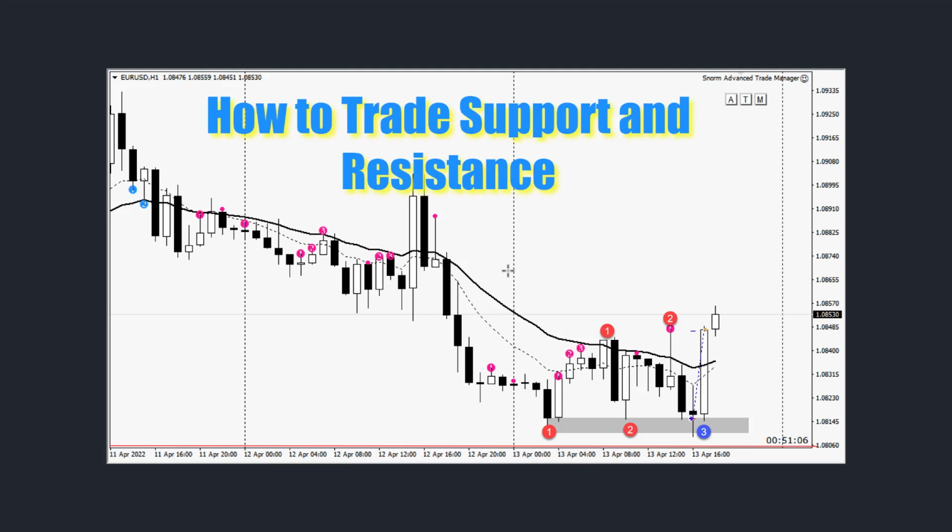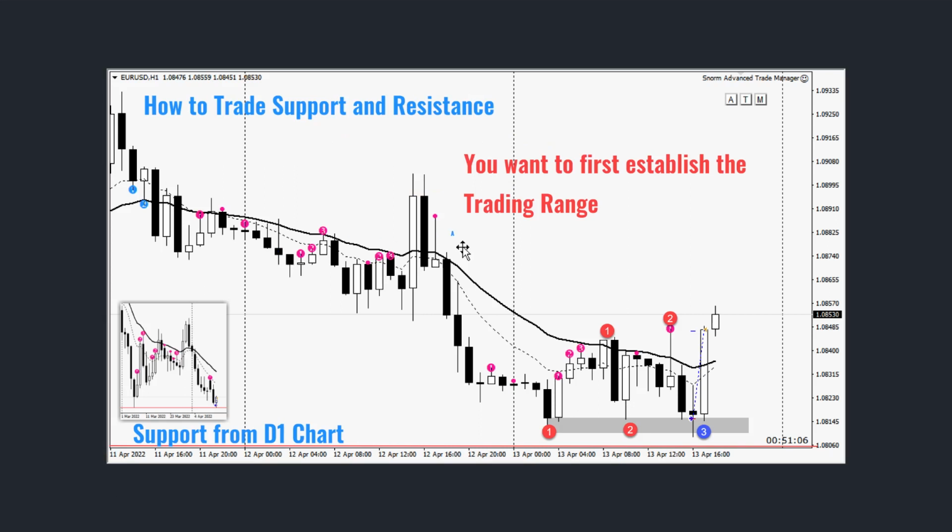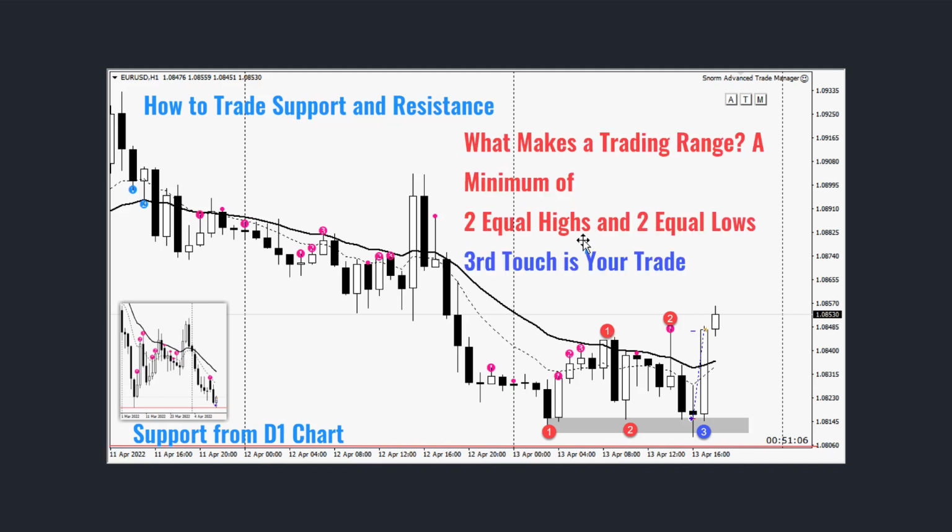So the first question will be, what is basically a trading range? You want to establish what is a trading range, right? And a trading range has at least a minimum of two highs, like we have one here and one here, and you need to have equal highs and two equal lows. So we have one here, in this example. This is euro dollar hourly chart.